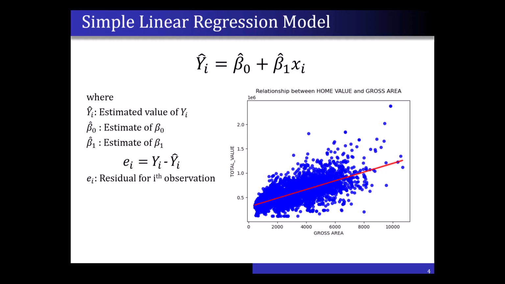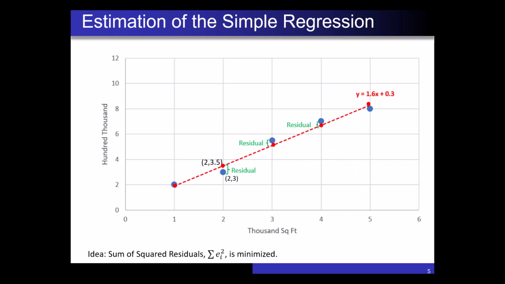So this chart illustrates my point. I have drawn a linear equation line on my data set. The red line here is the linear equation between the total value and their corresponding area. How can we draw this line? Well, it is drawn based on the idea which is called least squares. Least squares is a statistical technique used to estimate the coefficients of a linear model by minimizing the sum of squared differences between the observed values and the values predicted by the model.